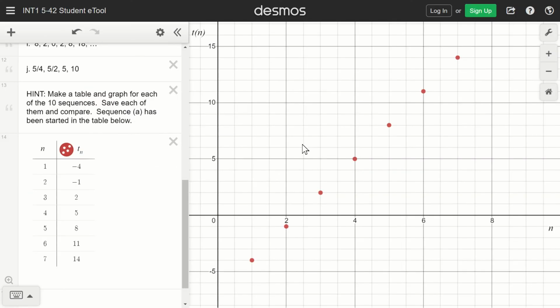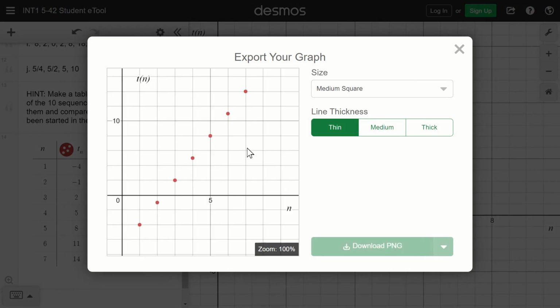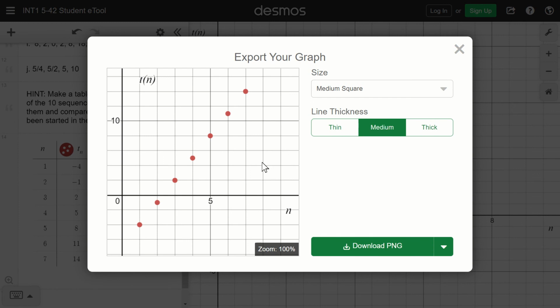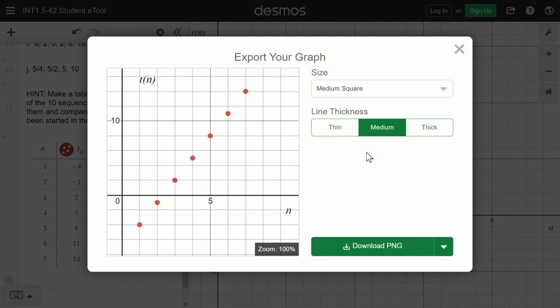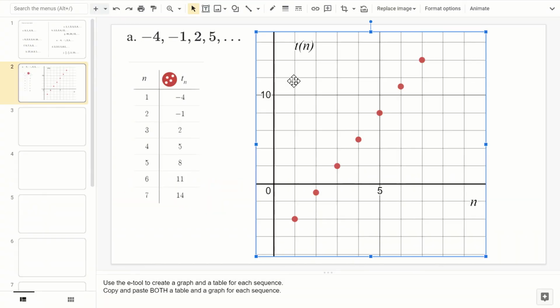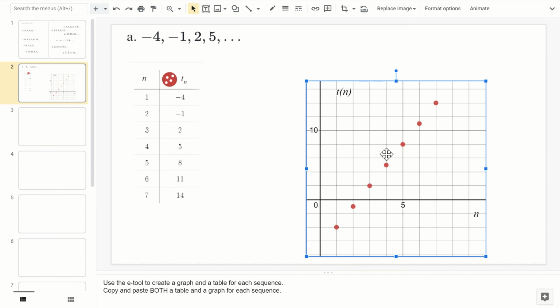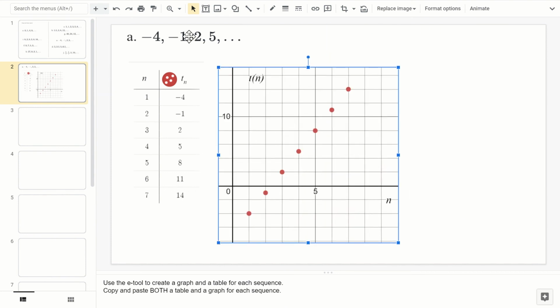I'm going to go back here to get the graph. I think I could do this easily by share graph. I like to hit export image. There it is, it's beautiful. Make it a little bit thicker. And then I typically right click and copy the image. Now that I've got my graph, I'll go back to slides and paste that. So now I've got my table and my graph and the sequence written out like this.